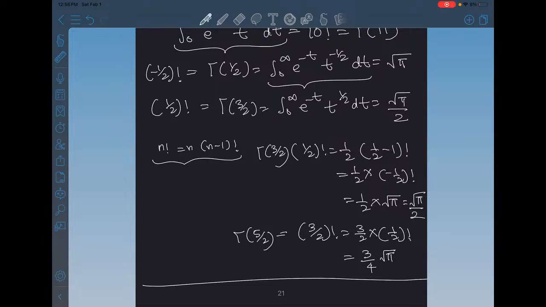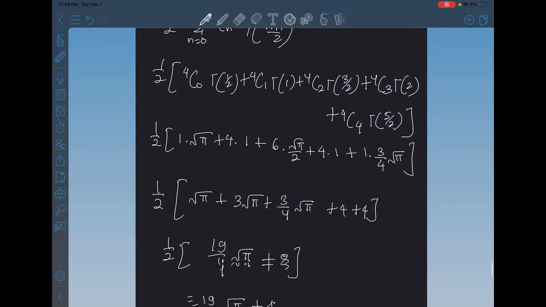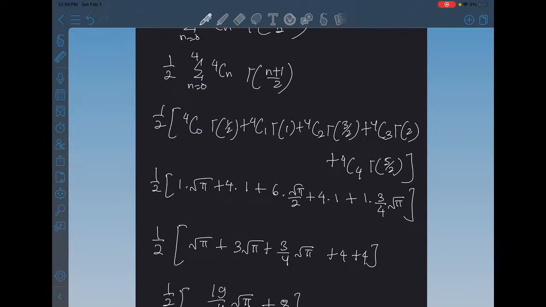So that's how I found gamma 5 by 2, and then this was our gamma 3 by 2, that is our gamma 1 by 2. Gamma 2 is easy because that's just 1 factorial, which is 1. Gamma 3 is also easy because that's just 2 factorial, which is 2. So that's how I did it. And after I had the gamma values, I just used them and I got the answer. So hopefully this should clarify it for you.